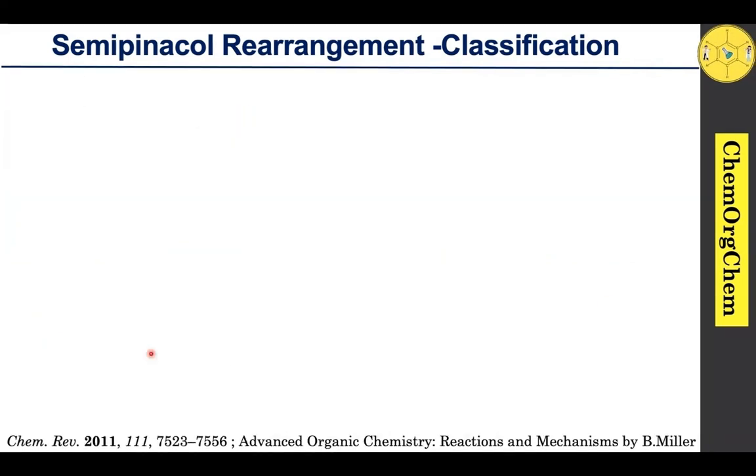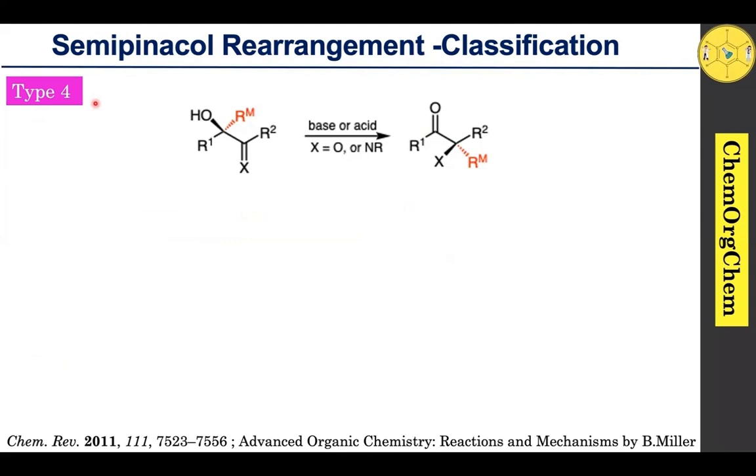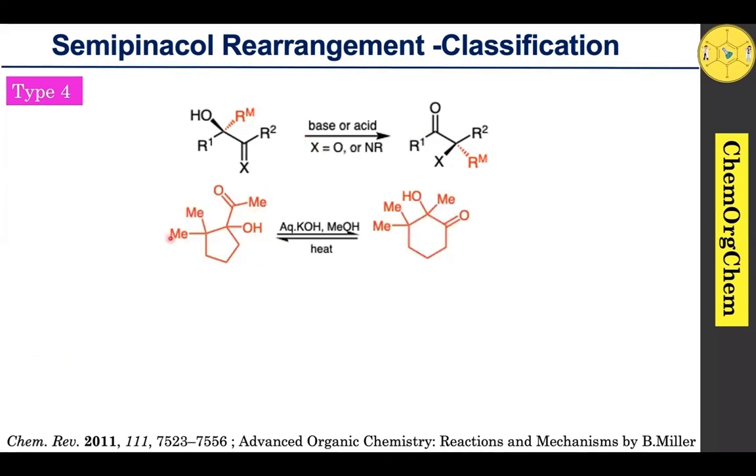So next we are moving on to type 4, the final semipinacol rearrangement. In this case, a tertiary alpha hydroxy ketone or imine can readily rearrange into the corresponding carbonyl compound in the presence of either base or acid condition. So this is one of the examples.